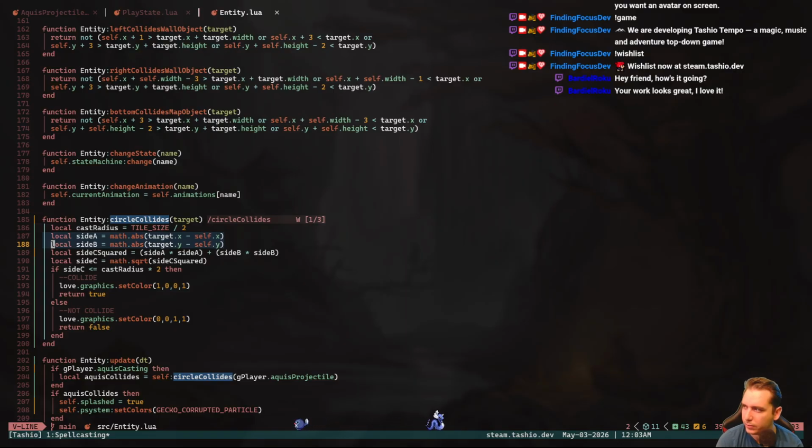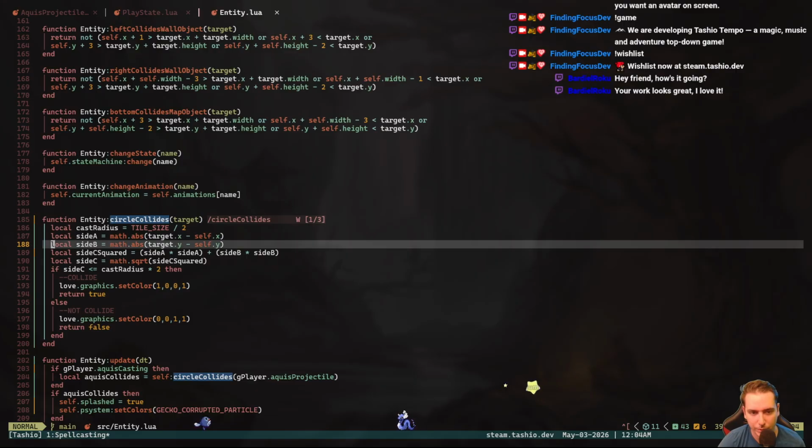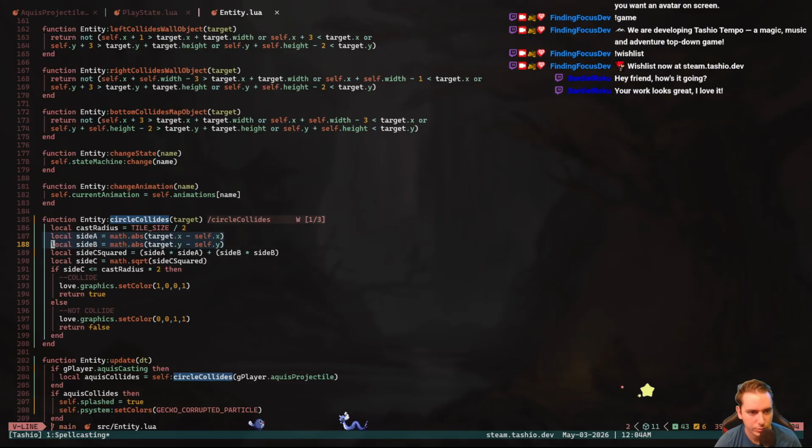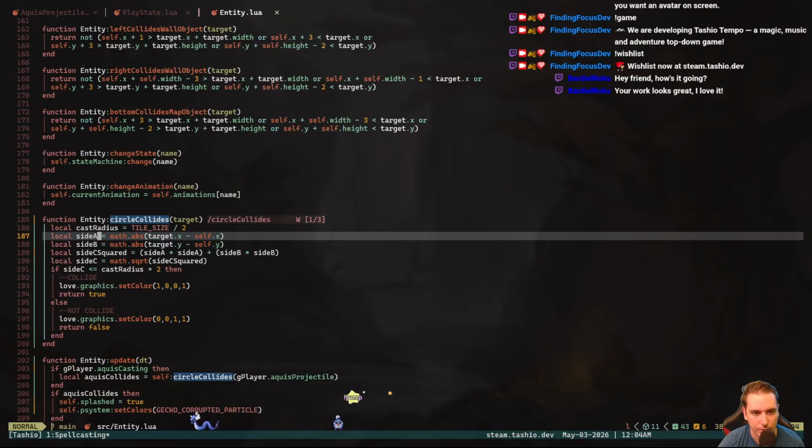I am not sure what to do. Yeah, we're trying to just find the difference in 2 points, like the difference in X axis between 2 different points. And right now we're just saying absolute value, but this should be a positive number. We just need, did we swap this around? Do we need to say self X minus target X? No.